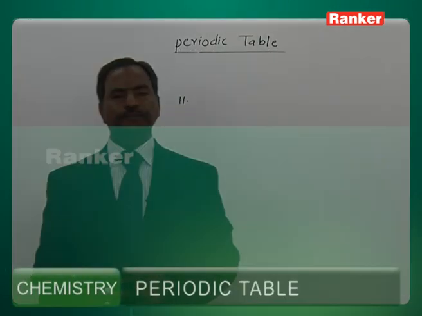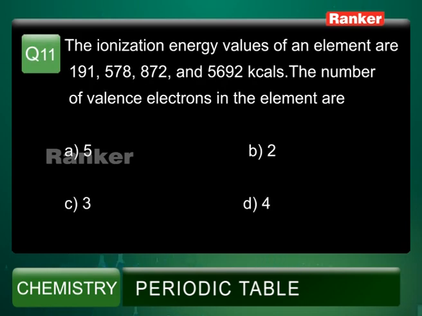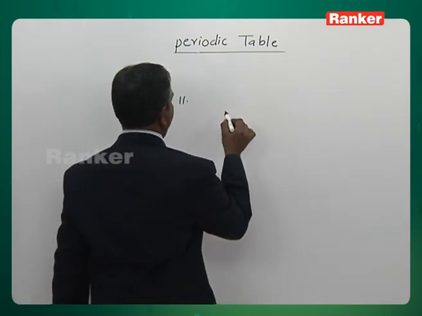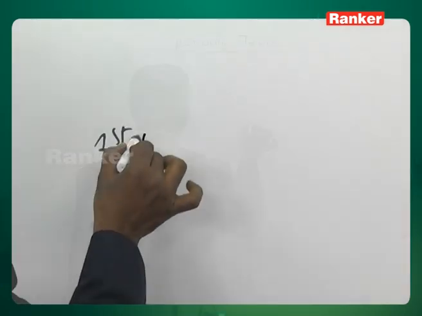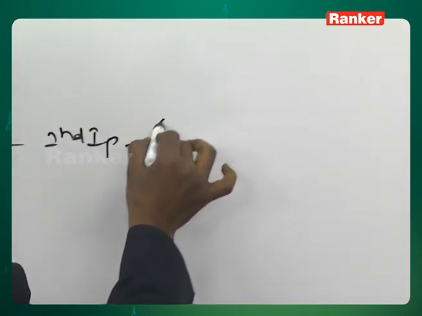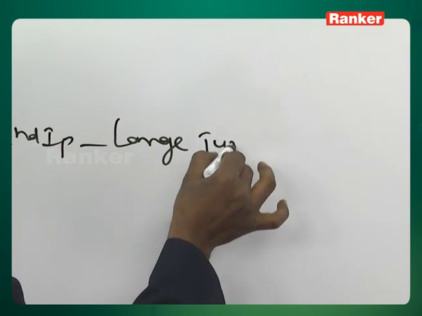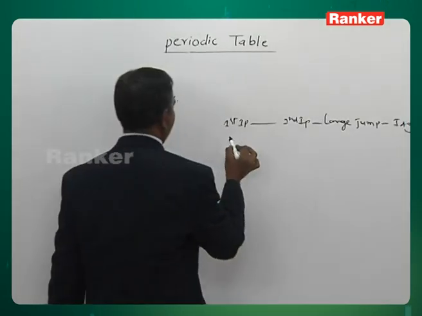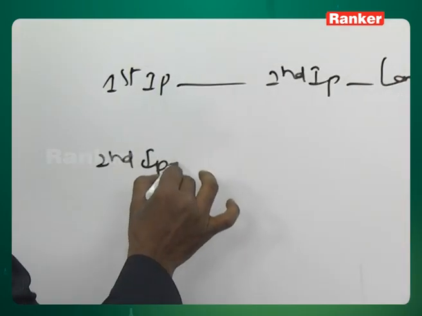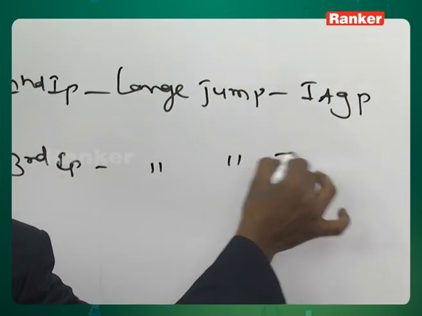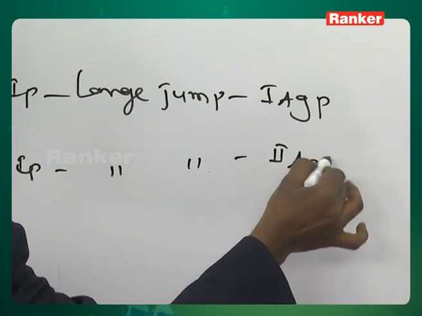See students, question number 11. Four ionization energy values of an element are given. The number of valence electrons in the element is. See, this is very important. Whenever IP values you talk about, first IP to second IP, suppose a large jump or difference is there, that will belong to first A group. Now, second IP to third IP, suppose a large jump is there, that will be second A group element.